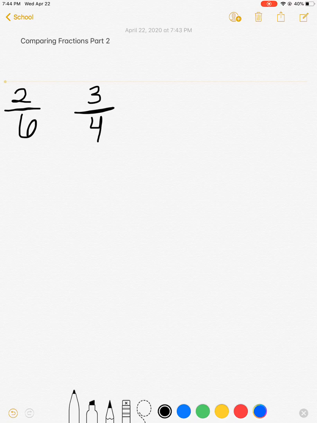So let's look at 2/6. This is divided into 6 pieces, but we only have 2 of them. So let's think, is 2 a number that is close to 6 or is it far away? So does that make this fraction about 1/2 or closer to 0 or closer to 1/2? So think, how does that numerator relate to that denominator?